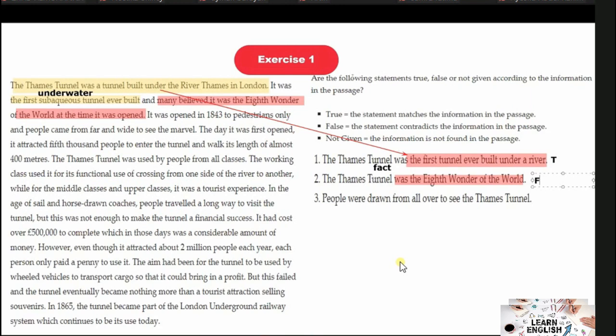Okay, now let's have a look at question number 3. People were drawn from all over. When I say drawn from all over, it means what? The words drawn from all over mean comes from many places, comes from all over the world, right? To do what? To see the Thames Tunnel. Okay, so what do you think about that?